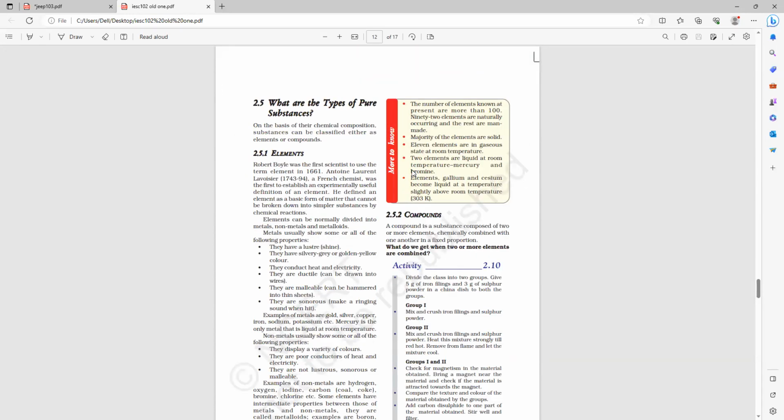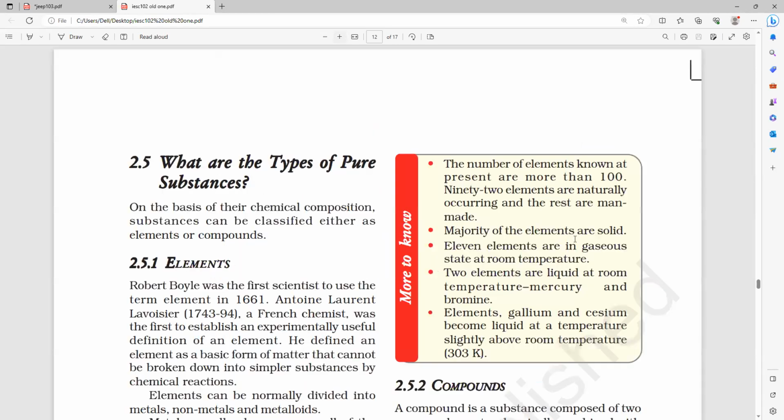All of you read this tabular column, everybody. So more to know, you might check it. In 9th class we used to read this one. All of you can see that. Majority of the elements are solids. 11 elements are in gaseous state at room temperature. 2 elements are liquid at room temperature. What are they, guys? Mercury, and another one is bromine. This is a metal and this is a what, guys? Mercury is a metal and bromine is a non-metal. Mercury is Hg, bromine is Br.